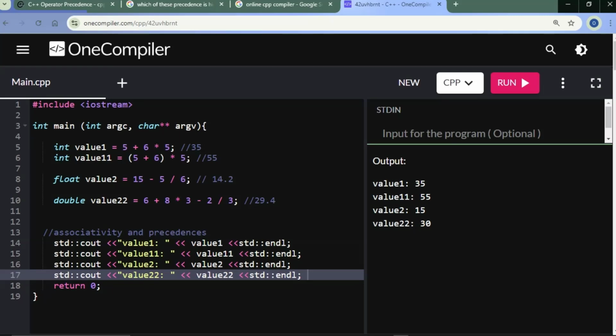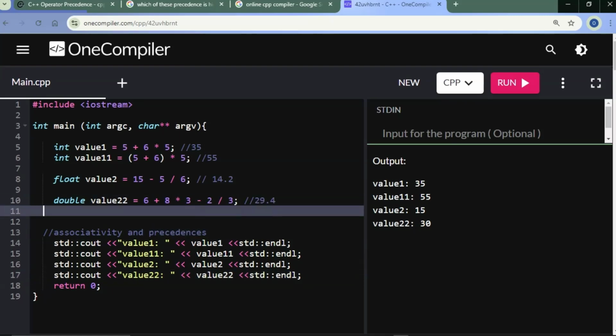So it begins from the left. Associativity decides which direction to start from, and precedence checks the highest operator to evaluate any value. So I hope you understand this lecture. That's everything I want you to understand about precedence and associativity, which is very important.